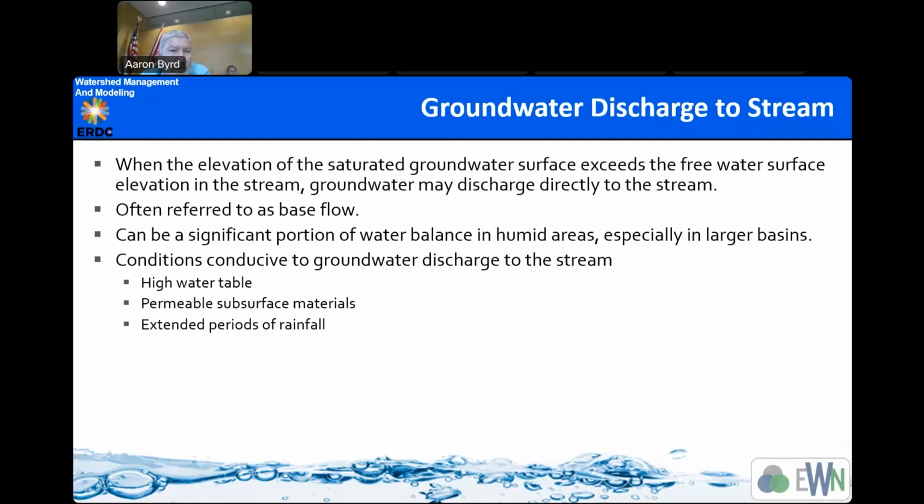Conditions conducive to groundwater discharge to the stream are a high water table and permeable subsurface materials. The water is going to flow laterally into the stream, and again, an extended period of rainfall, similar to the conditions for saturated source areas.